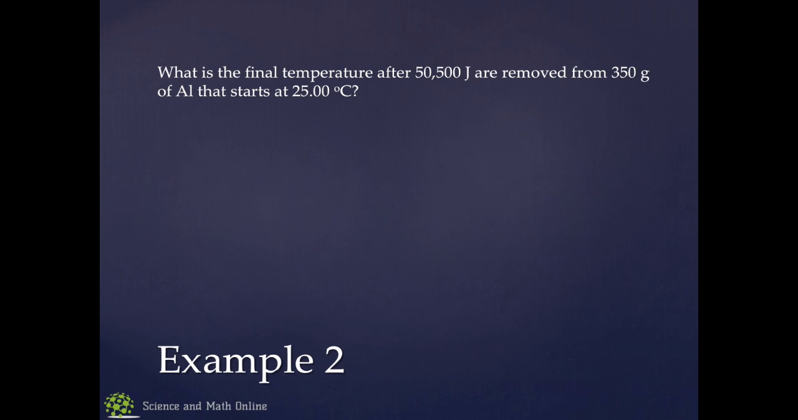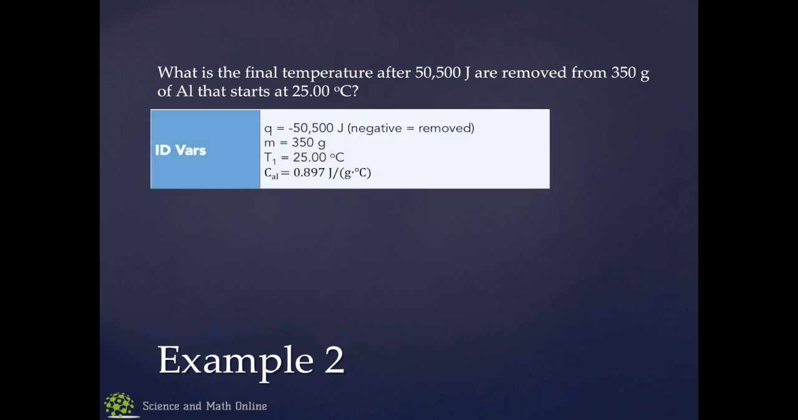So with the equation Q equals mc delta T, you can be asked to solve for any variable in the equation. You can be asked to solve for Q, for M, for C, for any of the temperatures. And we're solving for one of the temperatures here. So once again, same set of steps. Identify your variables. Q is negative because it's removed. M is 350 grams, T1 is 25 degrees Celsius, and then you can find the value on the chart earlier for the C value for aluminum.